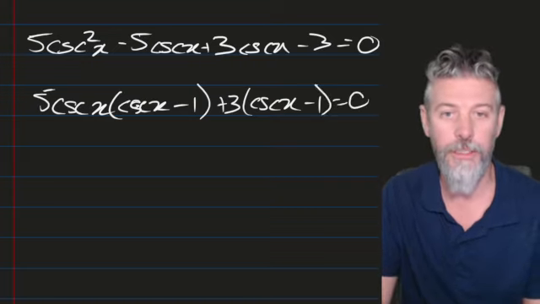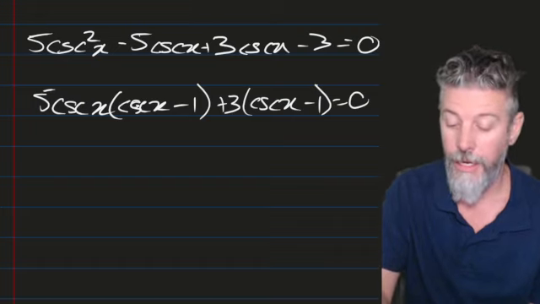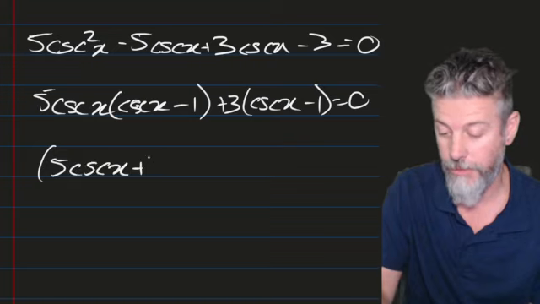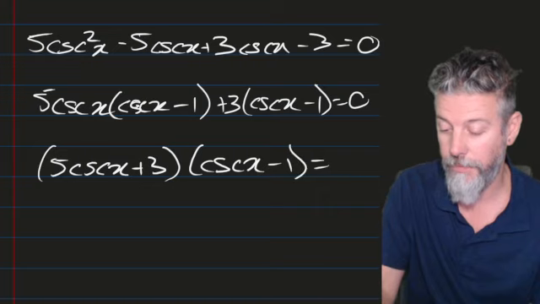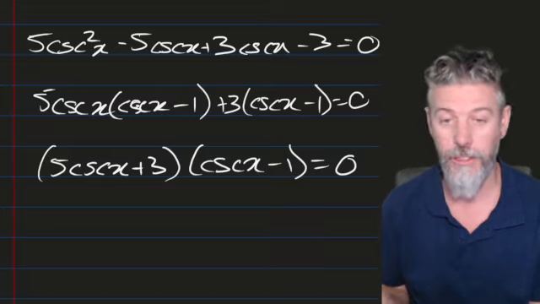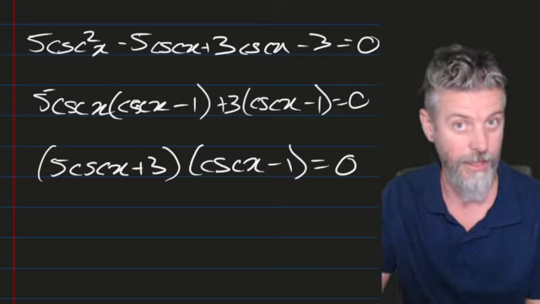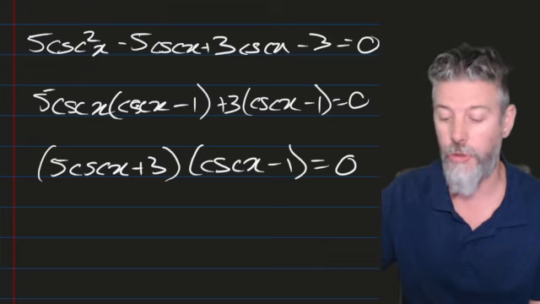And because we built it in this particular way, we now group by pairs. It's always going to work if we do it correctly. And we get 5 cosec x plus 3, cosec x minus 1 equals 0. Now just like in solving quadratic equations, where you have to solve each of these brackets because of the null factor theorem, we do that in the trig. So we're going to move back into trig ideas now.